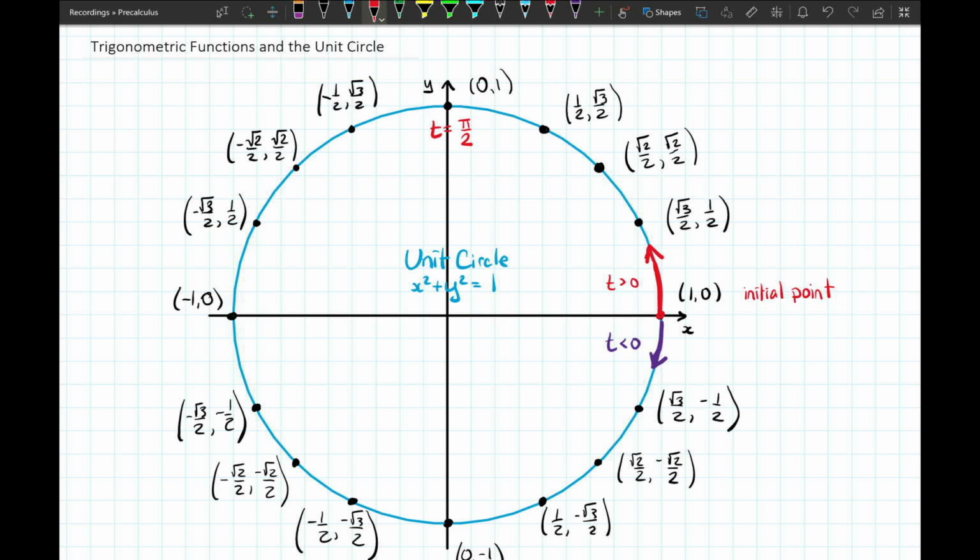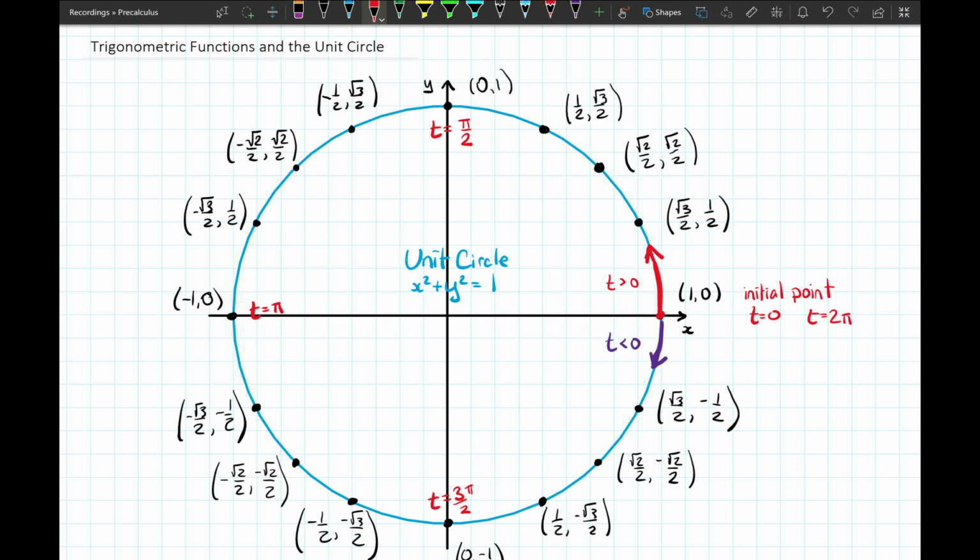And if we wanted to travel halfway around the circle, half of 2 pi, that will give us t equals pi. And if we want to travel 3/4 of the way around the circle, that would be 6 pi over 4, or 3 pi over 2. If we travel 2 pi around the circle, then we'll end up back where we started. So the initial point can be listed as being t equals 0 or t equals 2 pi.